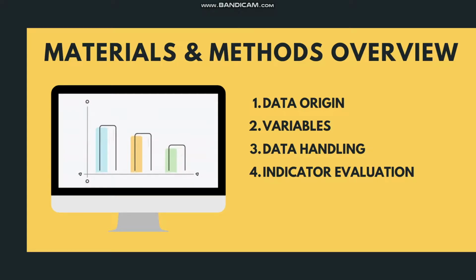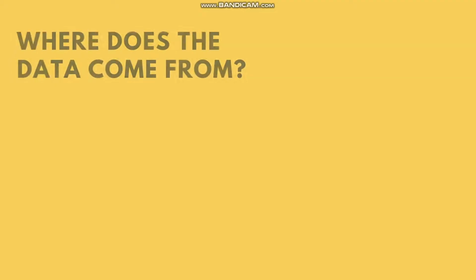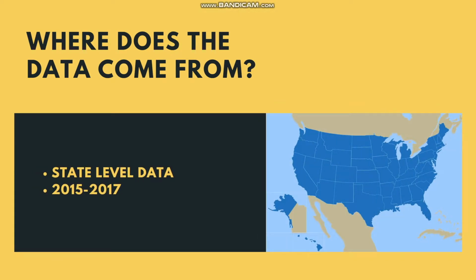The materials and methods in our investigation encompass the data origins, variables, data handling process, and the evaluation of our indicators. The data used for this analysis originates from a multitude of sources in the US due to the multivariate nature of the analysis. Statewide data originating from the years 2015 to 2017 was mined, as these years contain the most overlapping of data for the multiple variables.